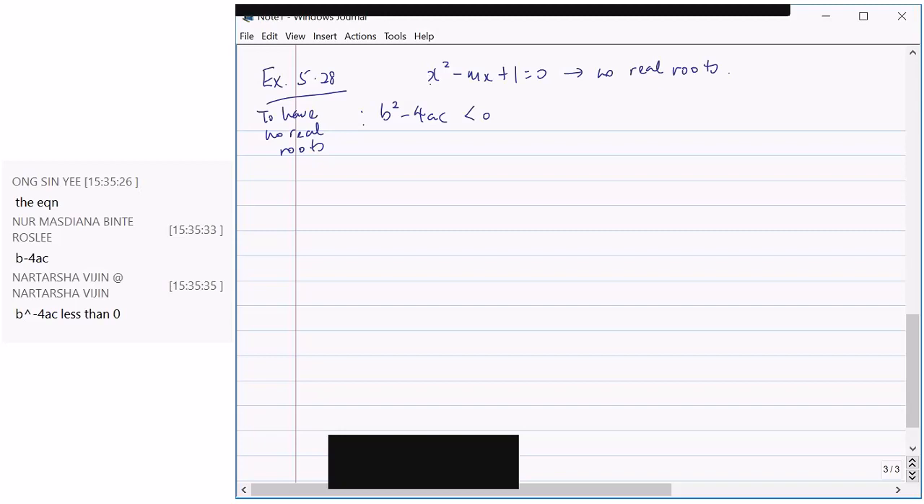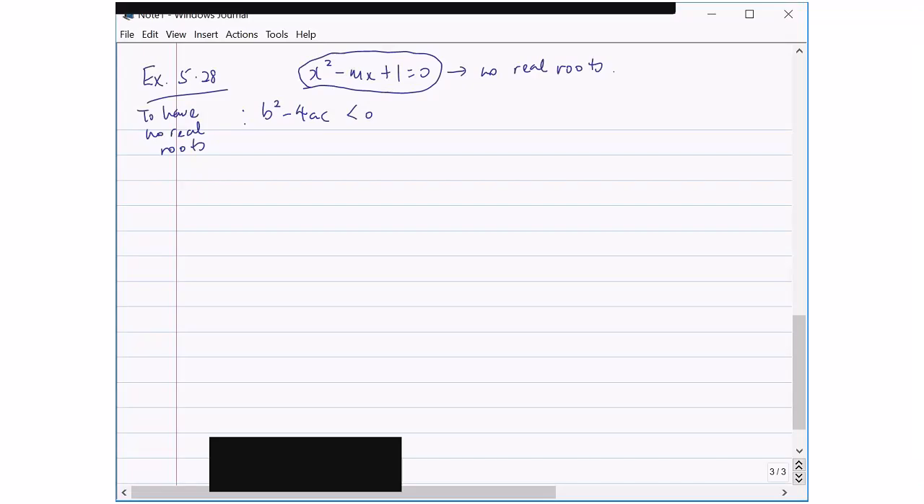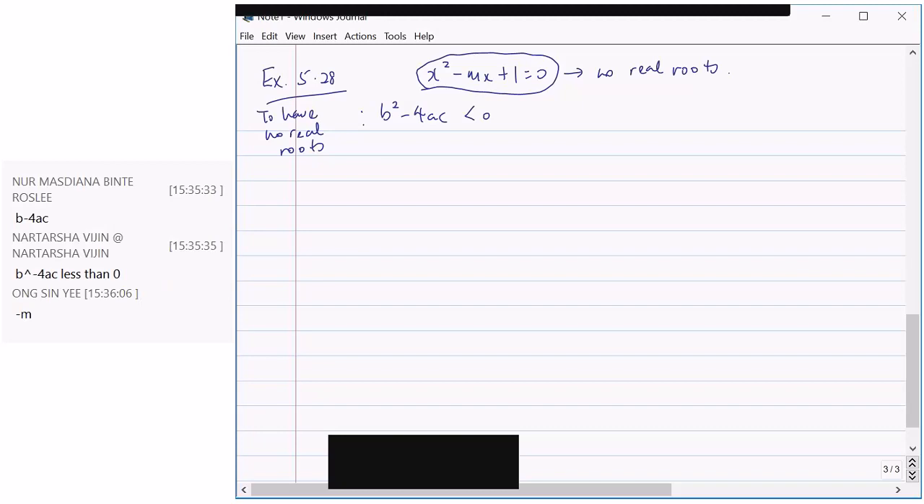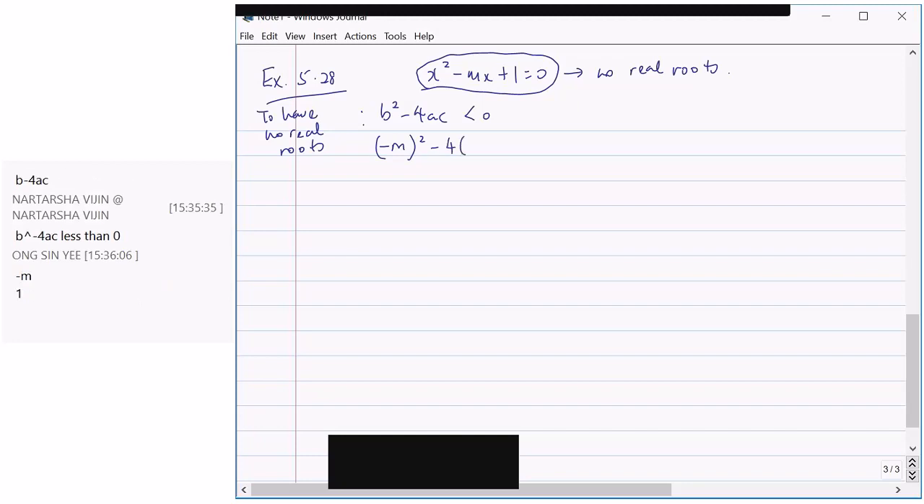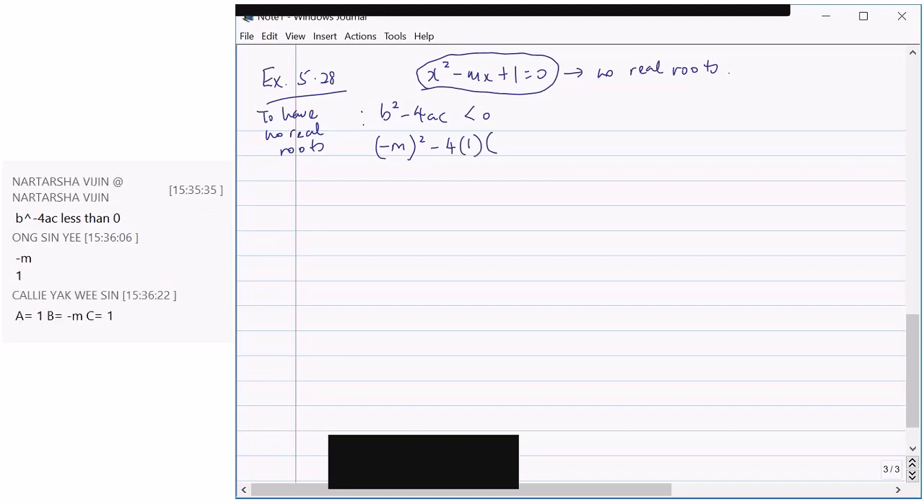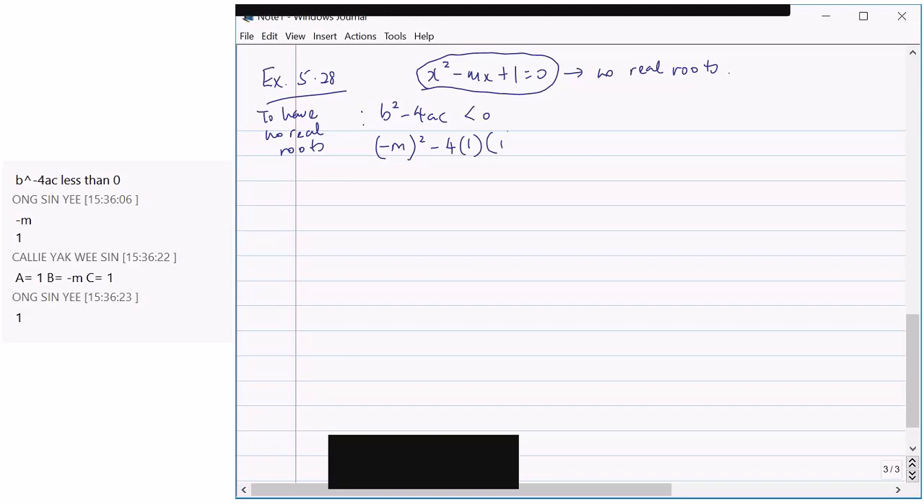Okay, this is my quadratic equation. Can you tell me what's the b and the a and the c? What's the b? b is minus m. Very good. Minus m whole thing square. What's the a? A is 1. What's the c? C is 1. Very nice. Okay? Anybody don't know why I have the b and the a and the c? Up to here, okay?